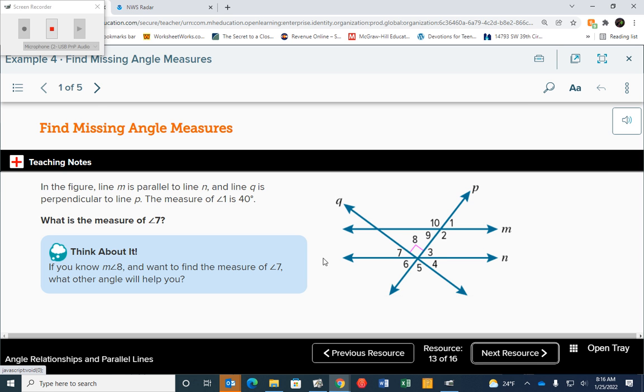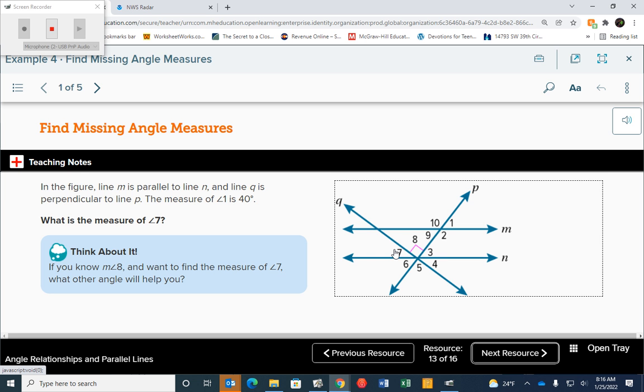So if we know that angle 1 is 40 degrees, you with me? If angle 1 is 40 degrees, what is this? 40 degrees. What is this? 40 degrees. What is this? 40 degrees. So if this is 40 degrees, what is this? 90 degrees. So what's 40 plus 90? 130. And they want us to find, in the figure line M is parallel, the measure of angle 7. This plus this is 130. Well, what does this have to be? 50 degrees.